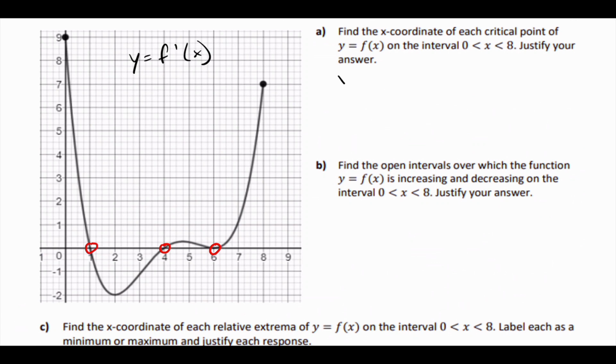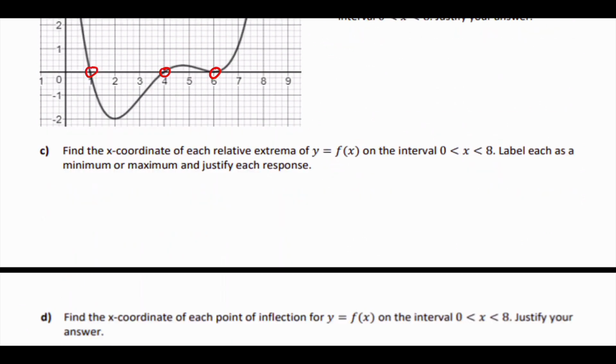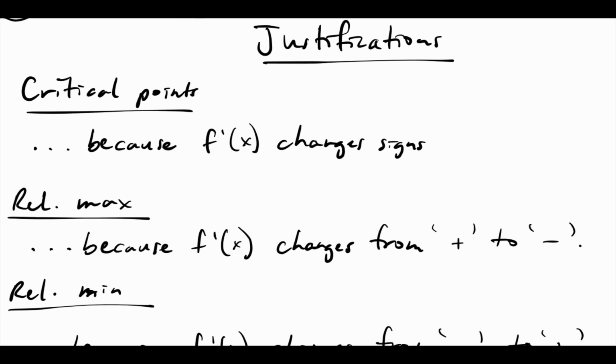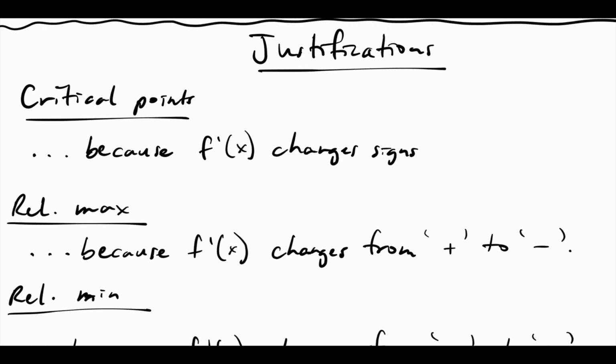So we're going to say x equals 1, x equals 4, x equals 6. That's the answer, right? That's half of the question, the answer. But then we also have justification. Because, and this is where that justification is going to come helpful. So because f prime changes signs. F prime changes signs.